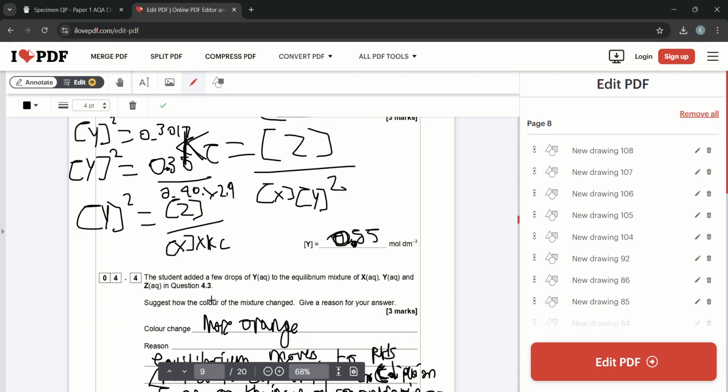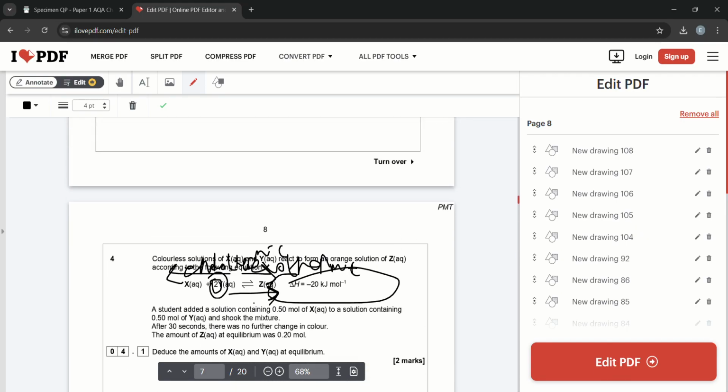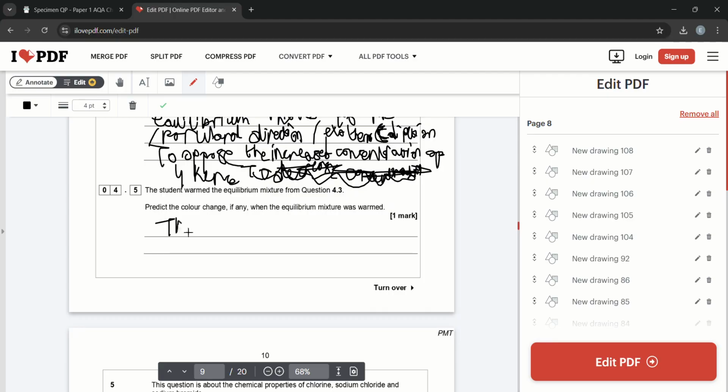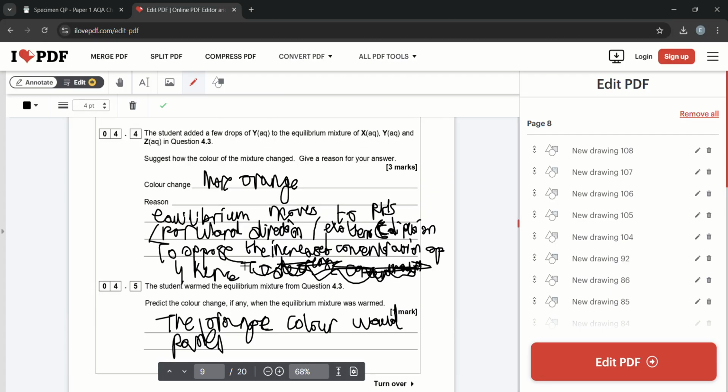So what's going to happen to the colour change? Well, we know the right hand side becomes more orange. The left hand side, well, are colourless solutions. That doesn't mean it's going to immediately become colourless. It just means that the orange colour that we have of Z is going to fade in colour. So the orange colour would fade in.